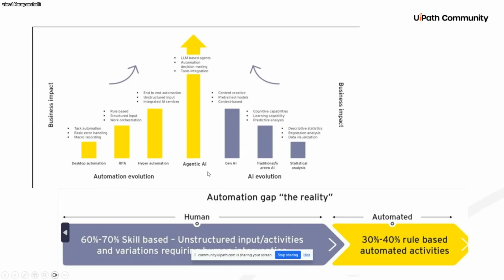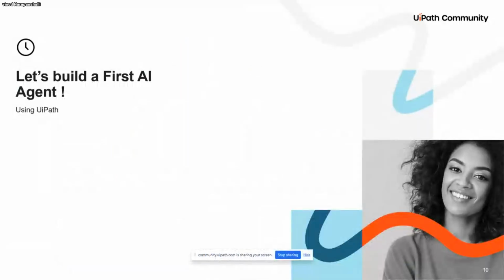This is just an overview, and there is something called 60 to 70% of unstructured data available in the market, around which human interventions are required, right? There are only 30-40% rule-based automation activities in the current nature, which we can call the current automation gap in reality. Okay, let's build our first AI agent.